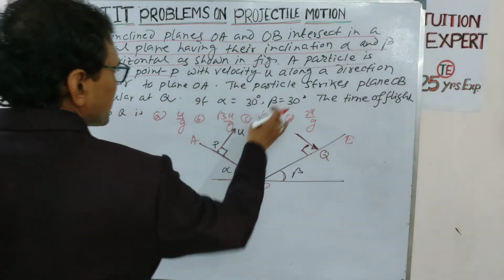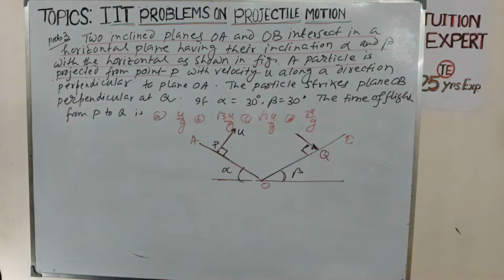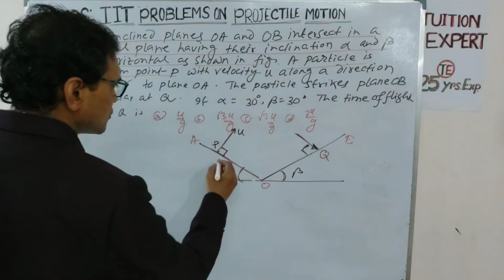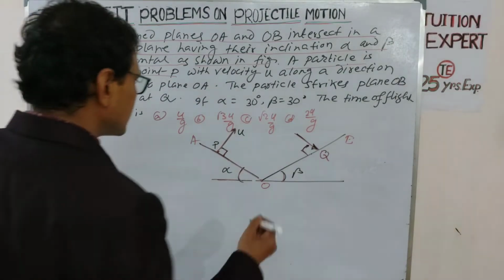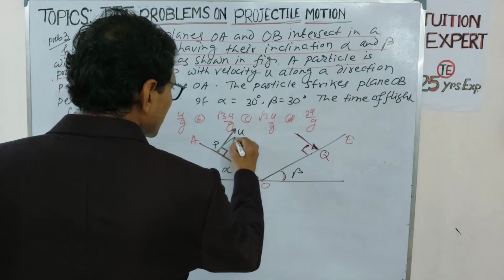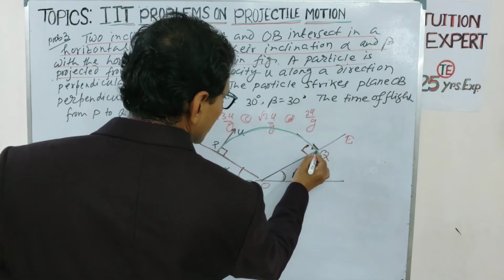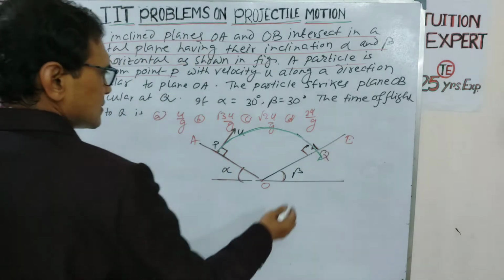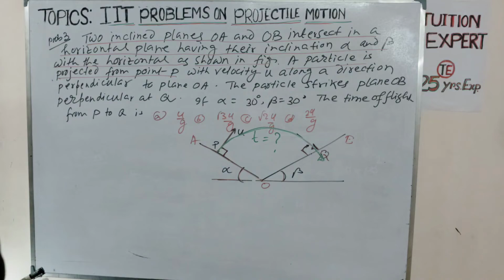Now the values of angles alpha and beta are given. So what is the time of flight from P to Q? From P to Q, the particle strikes like this, so the x component is 0. So find the time taken t to reach from P to Q.